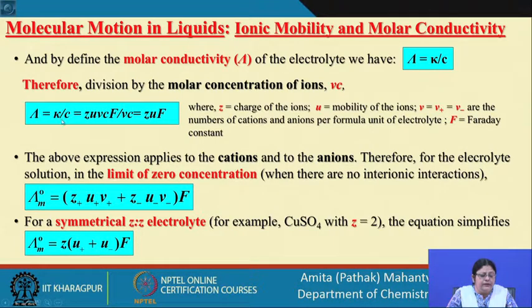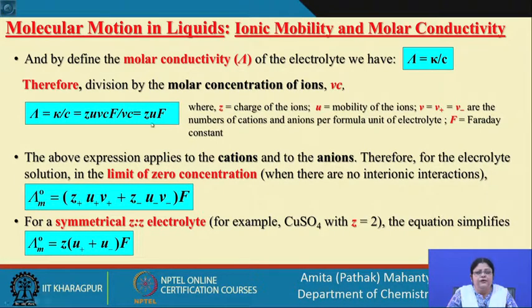So, if you divide the expression which we have for kappa by nu C, the molar concentration of ions, which will be nothing but nu into concentration. The concentration of the electrolyte is C, the molar concentration, and nu is the number of formula units of the cation and anion which is going to be generated, and that should be the total concentration of the ions in the system. So, if I divide by the total concentration of the ions, then what I have is the molar conductivity, and that simplifies to Z u F.